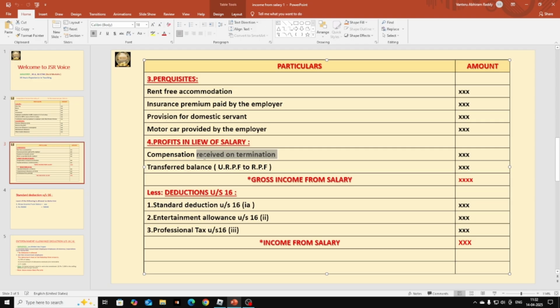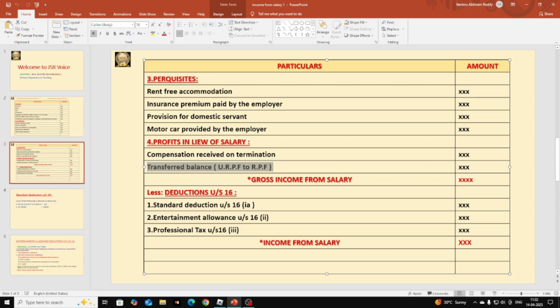First one is compensation received on termination. If assessee is receiving any compensation on termination of his services, then if it is available in any question, you record here under fourth head. Next one is transferred balance from URPF to RPF. URPF means unrecognized provident fund. If any balance is transferred from unrecognized provident fund to RPF, means recognized provident fund, then we should record under profits in lieu of salary.